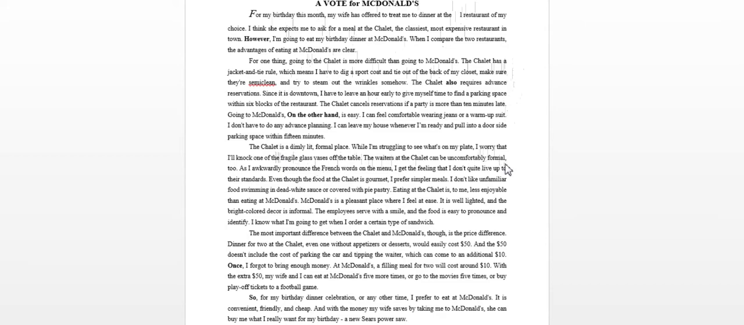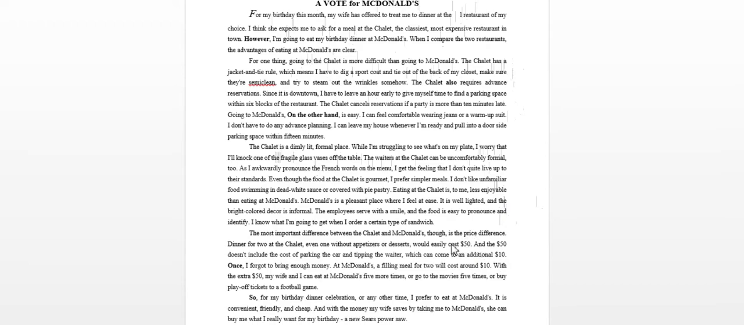Notice, though, that the first half of the paragraph talks about the Chalet, and the second half talks about McDonald's. It has to follow the same pattern that was established in the first paragraph so that it's connected and consistent. The details are good and it makes sense.